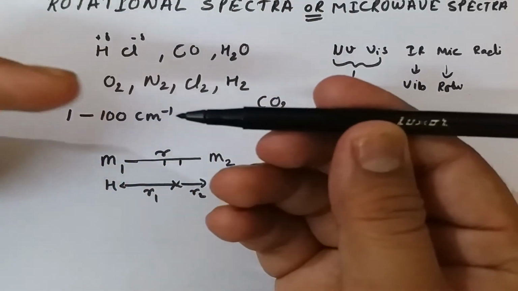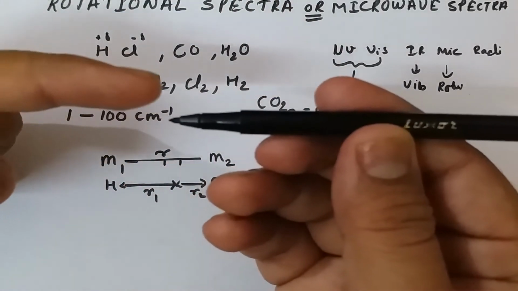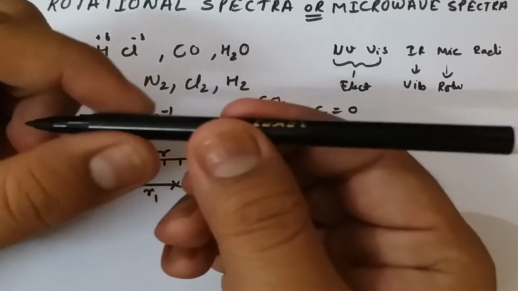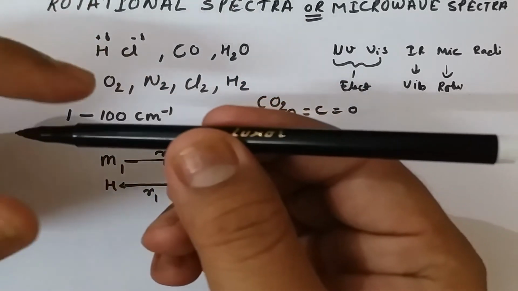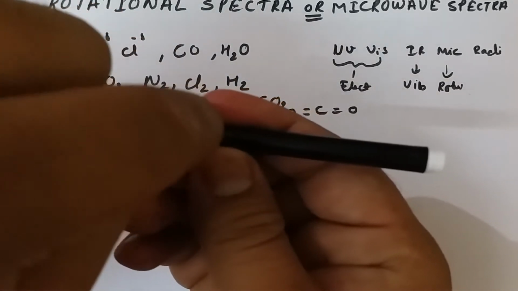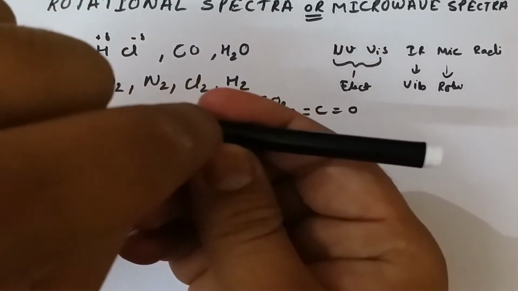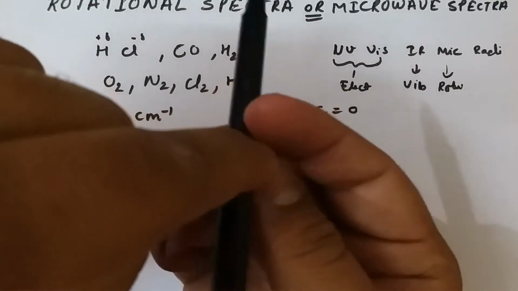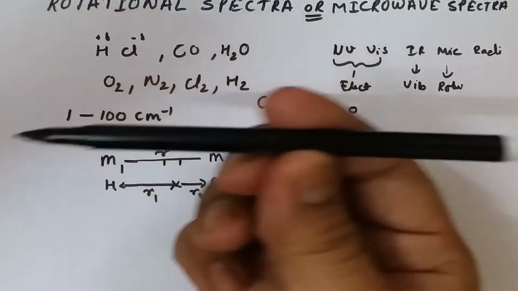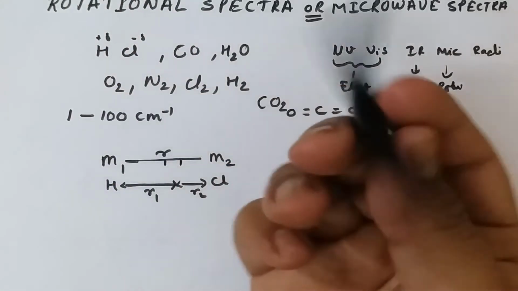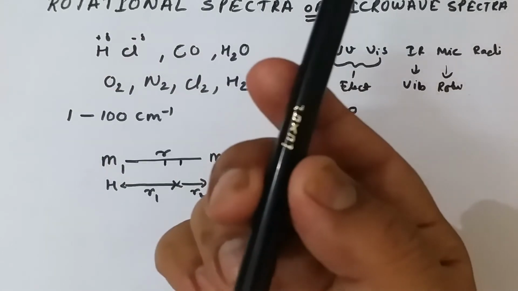If the rotation axis is passing through the molecule, and it is rotating in this particular manner, then the rotation spectra will not arise. So the rotation axis should always be perpendicular to the bond axis, and the molecule should rotate in this particular fashion to generate the rotational spectra. Over here also the rotation axis is perpendicular and the molecule is rotating in this particular manner to generate the rotational spectra.